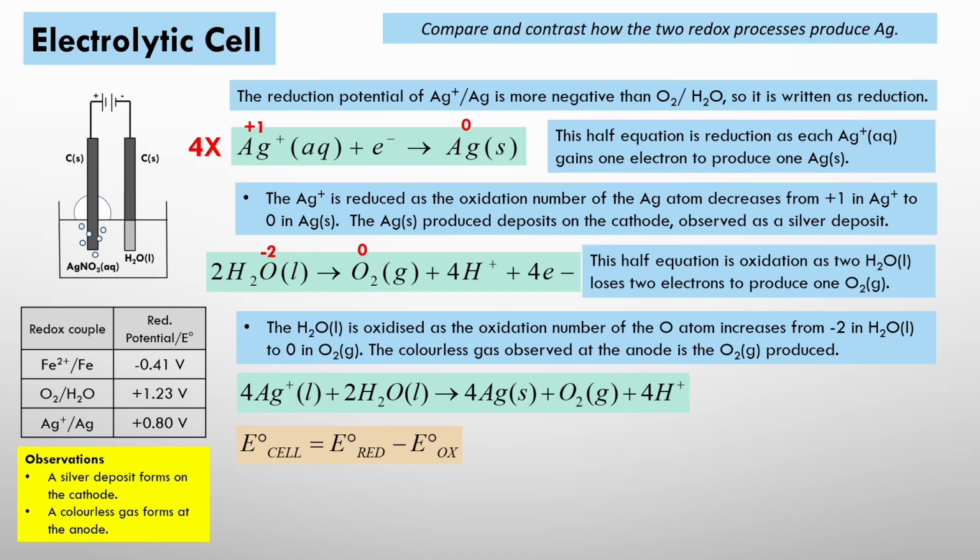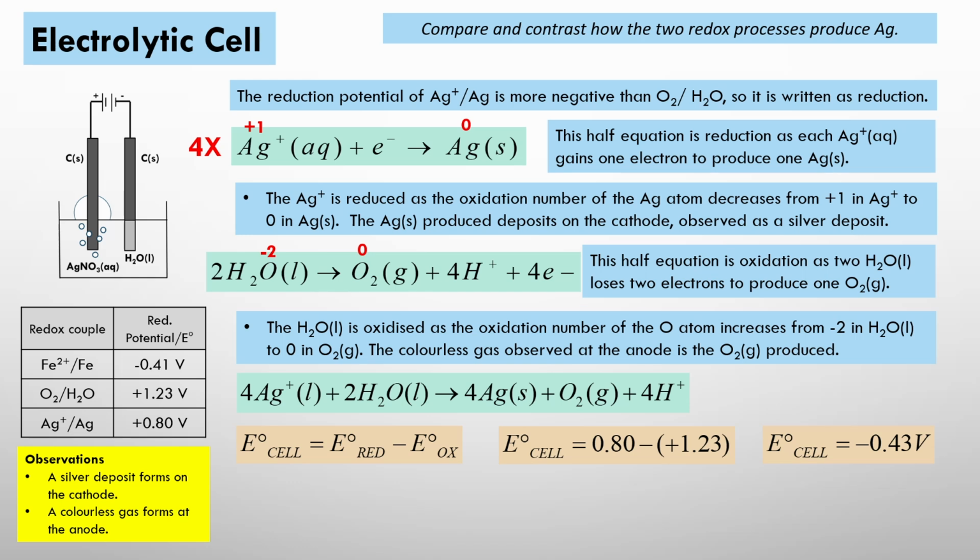So what's been reduced? Well, that's the silver. So we're going to chuck the silver couple in here, plus 0.80, and what's oxidized is the water here, so that's plus 1.23. Now take care here, if you've got it around the wrong way, you're going to get a positive number. If you've got it around the correct way, you're going to get a negative number. So here, negative number, awesome, this is an electrolytic cell.